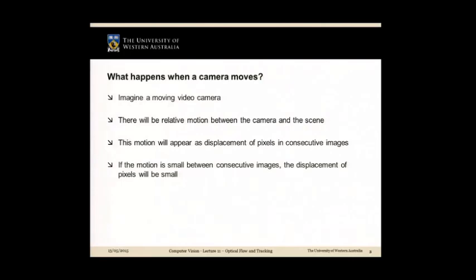So this motion will appear as displacement of pixels in consecutive images. Consecutive images in this case will be different video frames. Each frame is treated as an image, right? So this motion will appear as displacement of pixels in consecutive frames. If the motion is small between consecutive images, the displacement of pixels will be small.